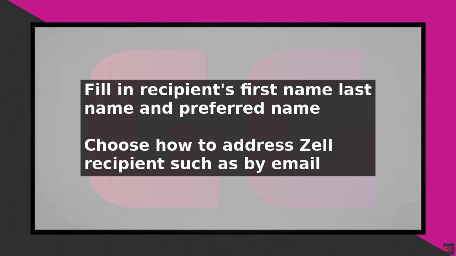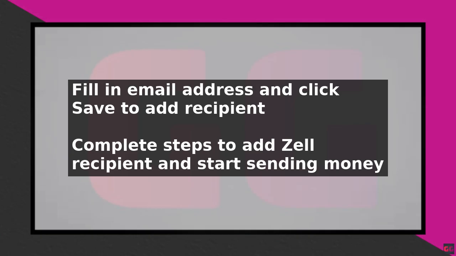In this form, you will need to fill in the recipient's first name, last name, and preferred name. Next, choose how you want to address the Zelle recipient, such as by email address. Fill in the corresponding field, in this case the email address, and then click Save. Once you have completed these steps, the Zelle recipient will be added to your account, and you can start sending money to them.